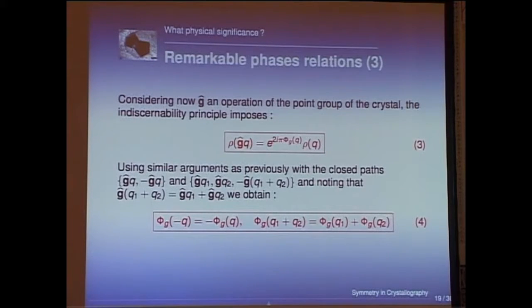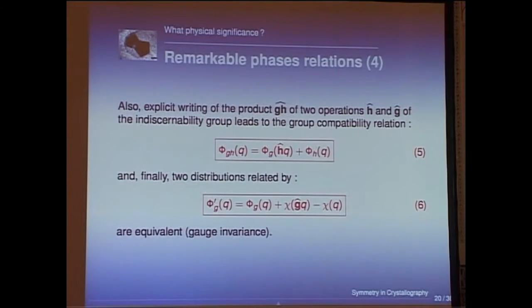Now, if you take G, and you make exactly the same kind of reasoning using any path you want, you will see that you must have these relationships. These relationships tell us again that the phase changes when you change by a rotation, for example, G is a rotation here. Here again, it is linear. This finally tells us that if you have J and H, which are two operations in reciprocal space that transform rho Q1, Q2, etc. into rho prime and so on, then you must have this relationship. This is a group compatibility relationship.